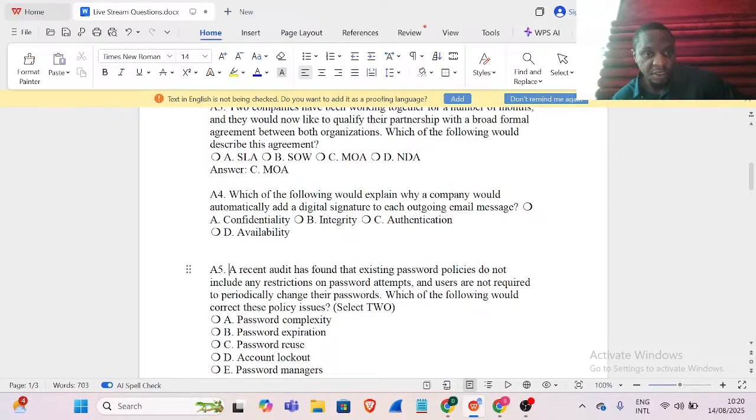Confidentiality, integrity, authentication, availability. It cannot be availability, it cannot be confidentiality, it is integrity. Integrity presupposes that you know what you're receiving. Once you have a digital signature, you're signing that this is from you, you're authenticating that it is from you. So adding a digital signature to each of the messages should be integrity.